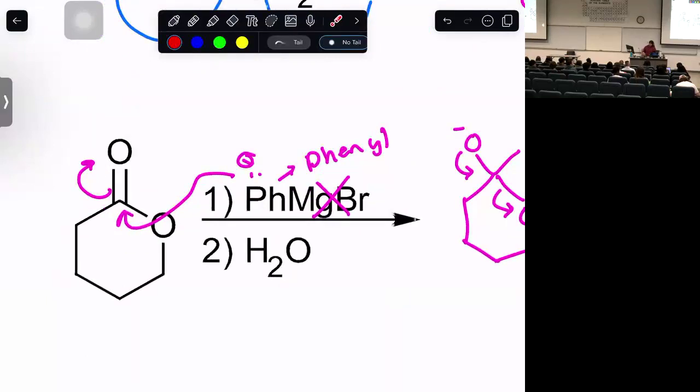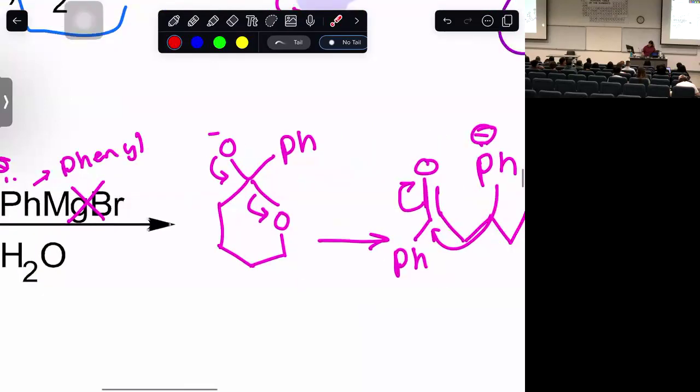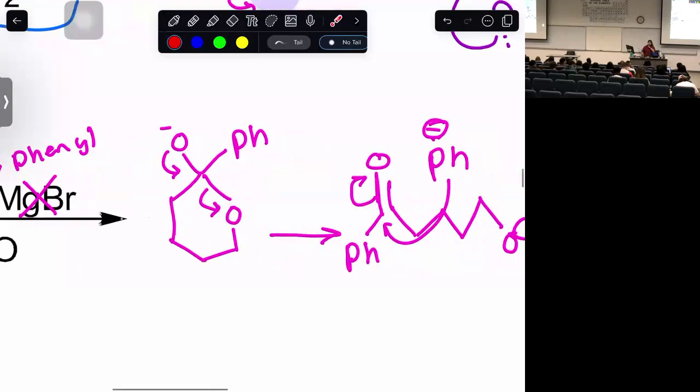So again, first step, I know my dipole moment is here. This is my electrophile. This is my nucleophile. My phenyl group is going to do the attack, gets connected in here. We kick up the electrons. So that's how we end up with this first intermediate, right? So far, so good? Okay.